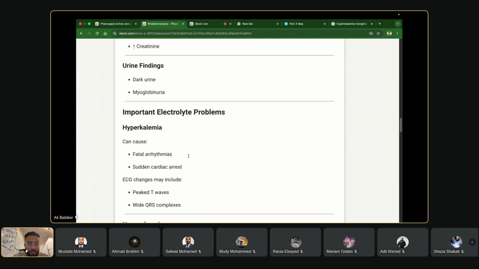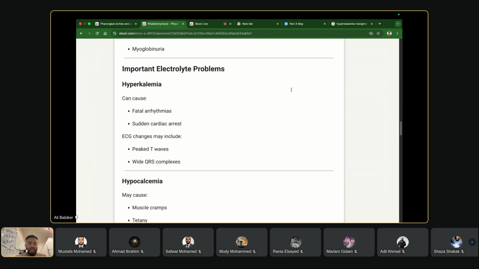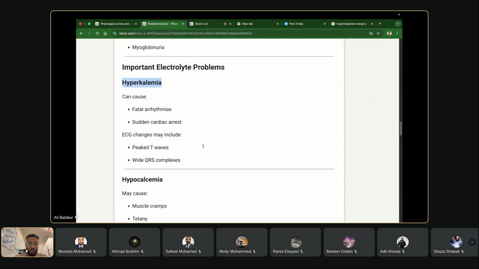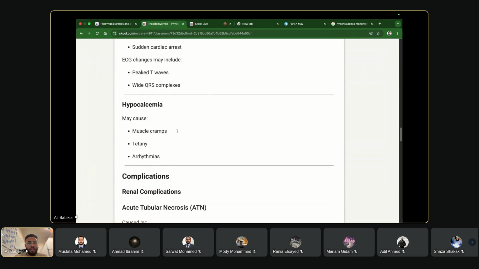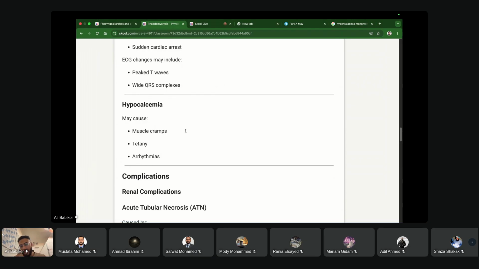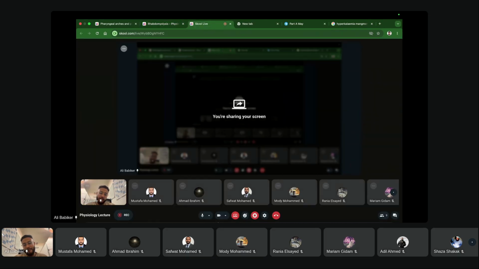Important electrolyte problems with this rhabdomyolysis. There will be hyperkalemia, which can lead to fatal arrhythmia and sudden cardiac arrest. ECG changes will be big T wave, which is already mentioned, correlated to hyperkalemia, and wide QRS complex. There may be hypocalcemia. This may lead to muscle cramp, tetany, and arrhythmia. My question is, why is there hypocalcemia in rhabdomyolysis?